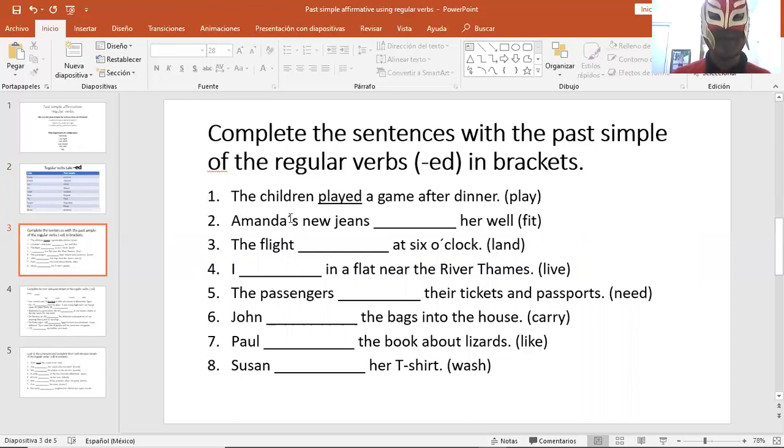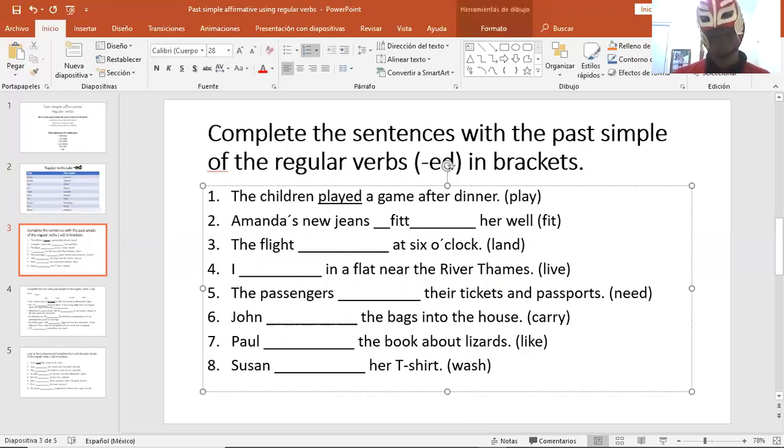Number two, Amanda's new jeans, and the verb in past simple, it's fitted her well, okay? The next one is the flight, and the verb that we have to use is land. The past simple of land is landed because land is a regular verb. The flight landed at 6 o'clock.